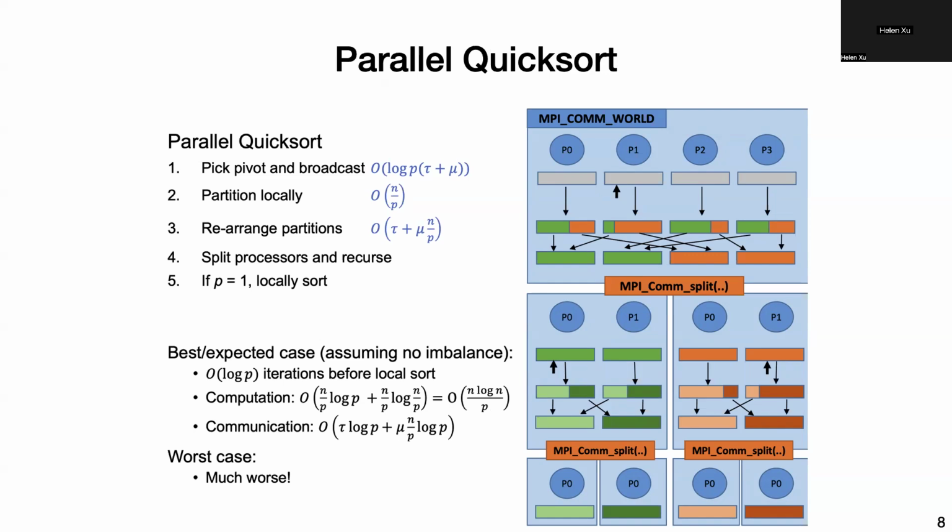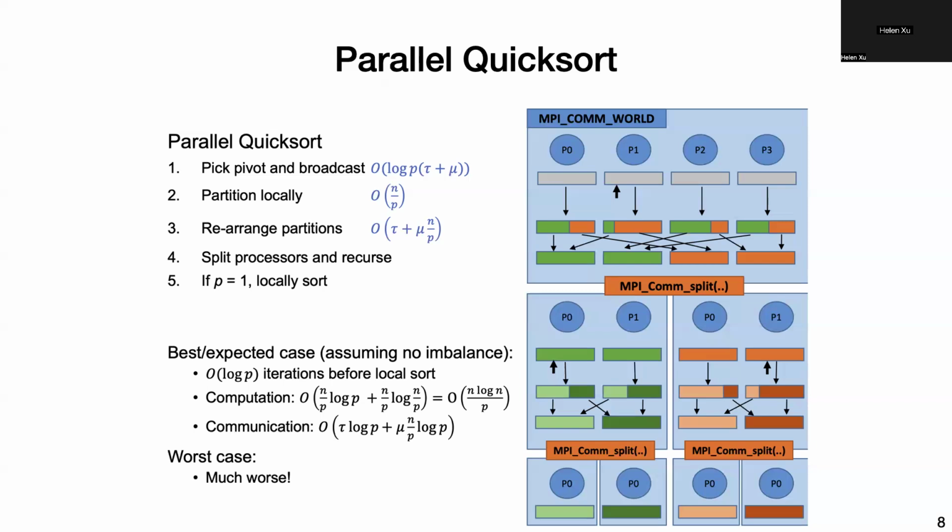And in distributed memory, there's one issue, which is that you have to pick the same pivot for everybody. Somebody's going to have to pick the pivot, and then you're going to have to broadcast that pivot to everyone else. It is not going to work for everybody to pick their own pivots, because then how are you going to shuffle around the elements? So you pick the pivot, you broadcast that, and once everybody has the pivot, you partition your elements locally. That takes n over p, because everybody has n over p elements. You rearrange the partitions, doing this kind of many-to-many all-to-all communication.